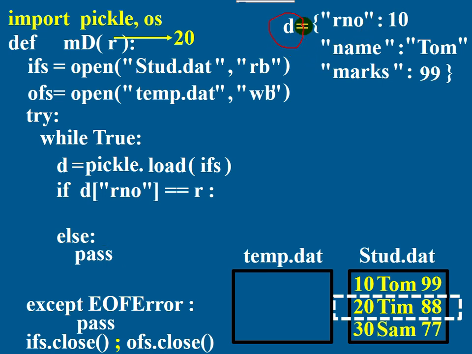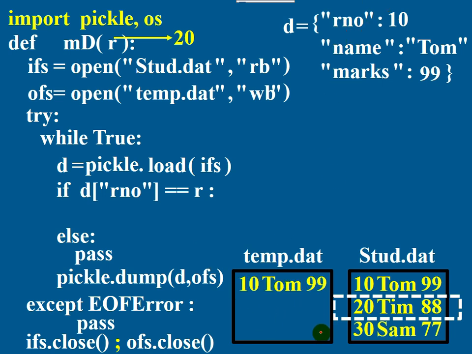And this dictionary is written to the temporary file. So you can write pickle.dump, what to write, where to write. So this dictionary will be written to the temporary file. Because of the infinite while loop, the second record will appear in variable D. So now D contains the second record.